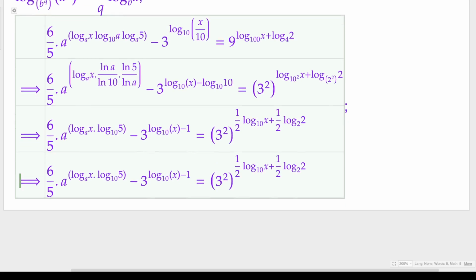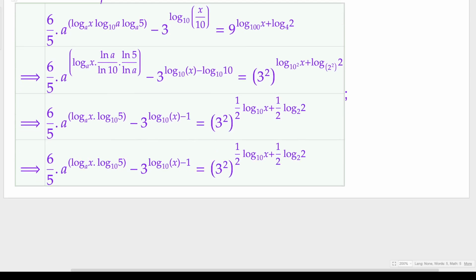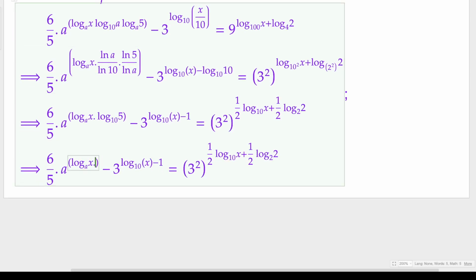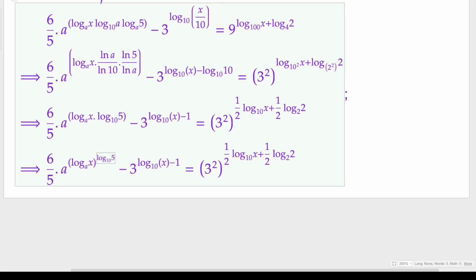Now on proceeding towards the next step, if you can observe, this log of 5 base 10 can be written as on the power of this. Then if you observe this power and this a, there is a property which says that if you are having the same number, and on this we are having the power of log x and the base is same, then if I combine it with a, this forms x.